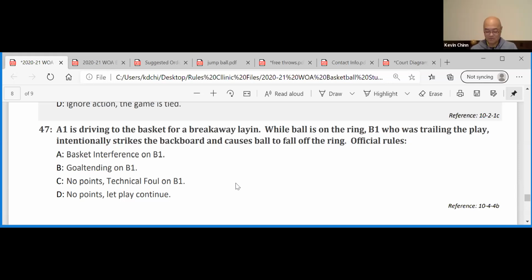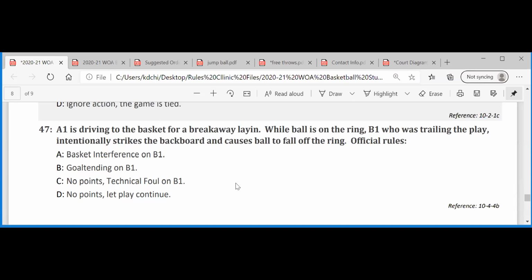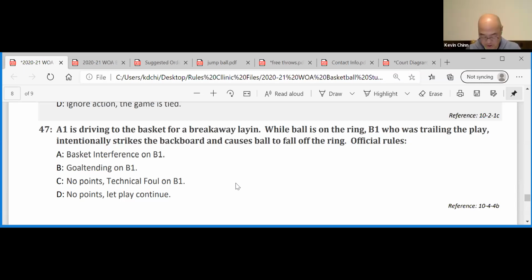Because? Well, I read reference 10.4.4B. Good answer. That is correct. If you intentionally slap the backboard, it is a technical foul. And that's it.